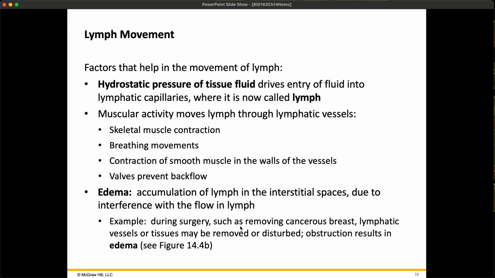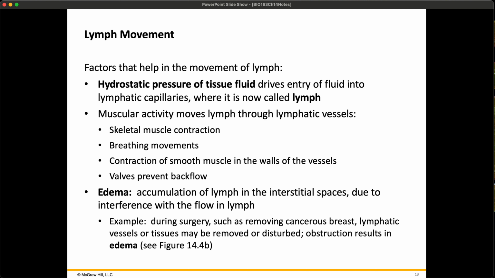For example, during surgery for removing cancer in the breast, lymphatic tissues or vessels may be removed or disrupted. Obstruction results in edema. So you're having surgery, this is a planned thing, but of course, when they're in there, because it's part of the lymph system, this cancer that we're referring to in this example, they remove some of those vessels, and so that interrupts the flow. It stops some of the flow, and so there's going to be edema.